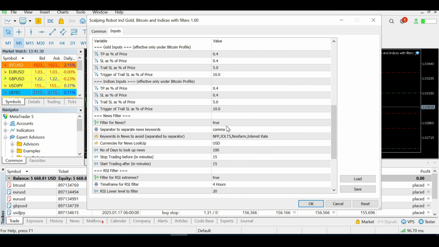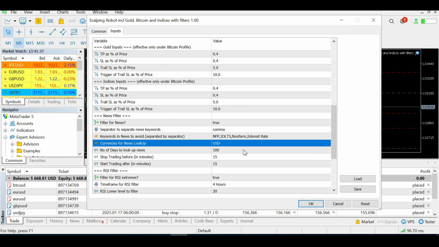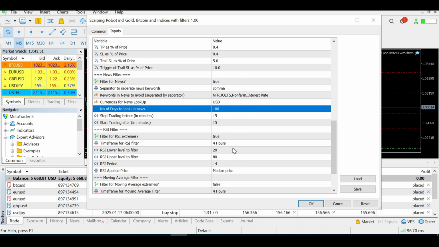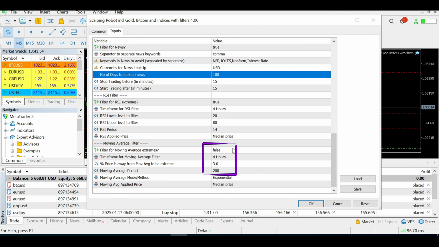Now I'm using the news filter, and I'm avoiding NFP, JOLTS, non-farm, and interest rate, but only for the USD currency, because that is what moves the market suddenly and is prone to slippages. And I normally do not like to trade in those kind of conditions. I'm using the RSI filter on 4-hour chart, with 20 and 80. So when the price is in extreme on 4-hour chart, I don't want to be trading. I'm currently not using the moving average filter, but depending on how markets turn out to be in the future, I might be using it in the coming months.